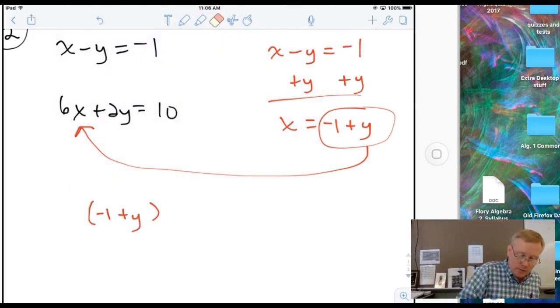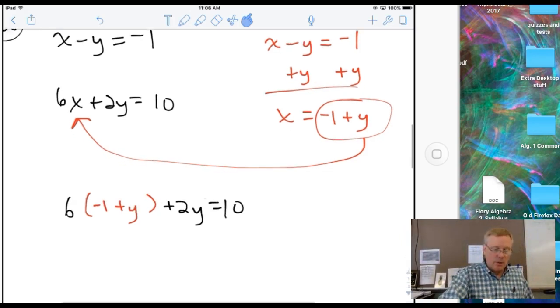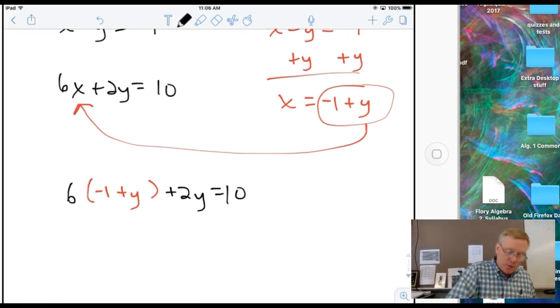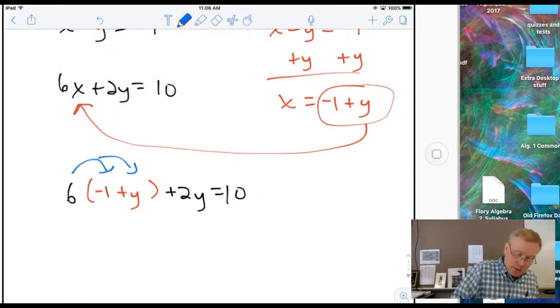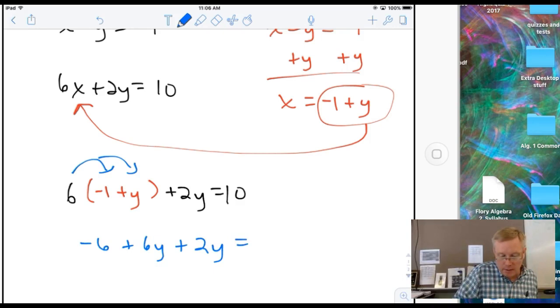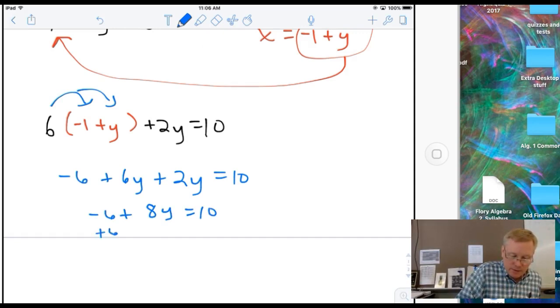Change that 6 to the black one, so it looks like the original equation. Okay, so now I've substituted my value in. Now I'm going to do the distributive property, solve the equation basically. You all know how to do this. It's -1 times 6 is -6. 6 times y is 6y. 2y, 10. So 6y plus 2y is 8y. Plus -6 equals 10, and then I can add 6.